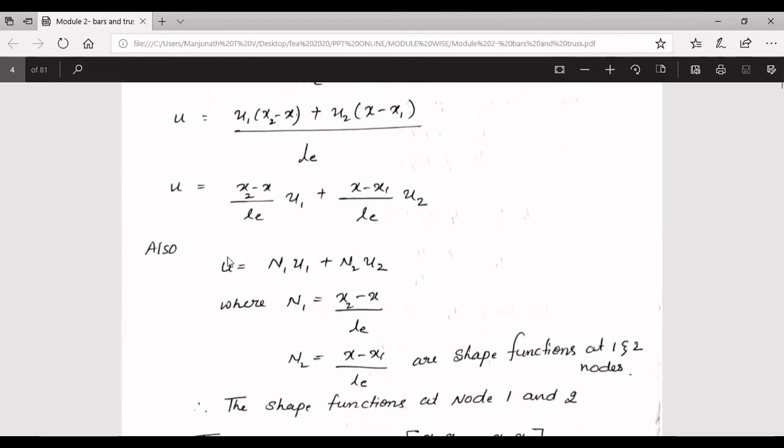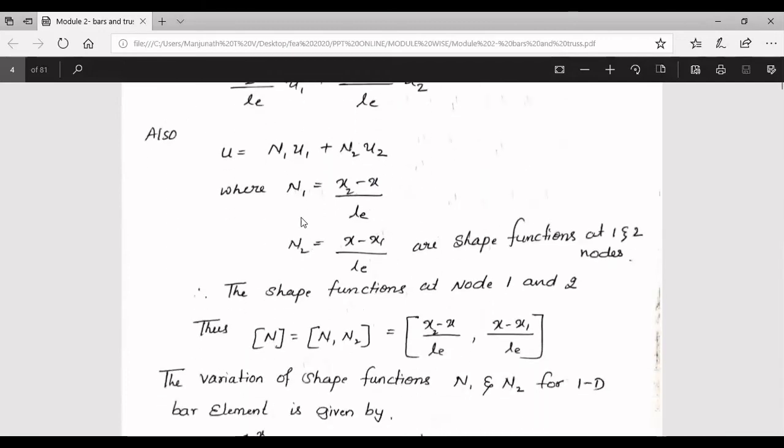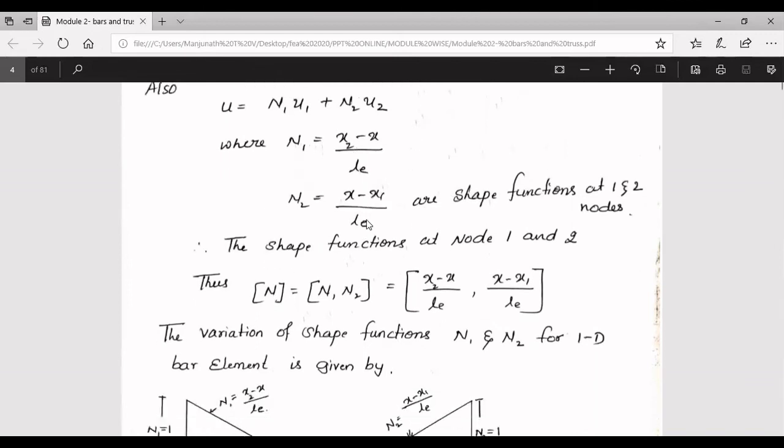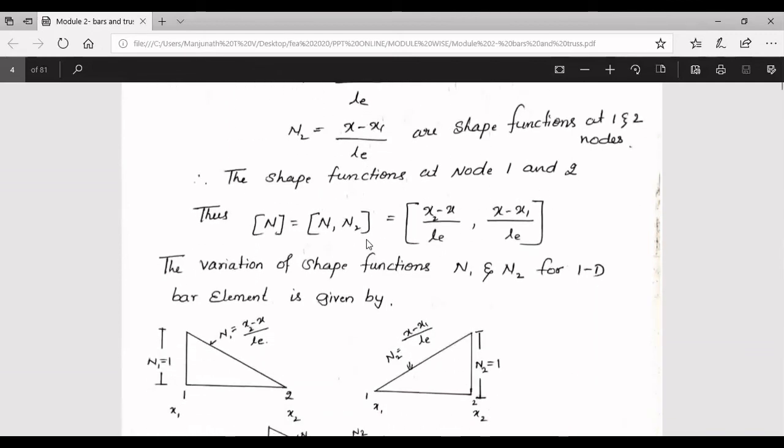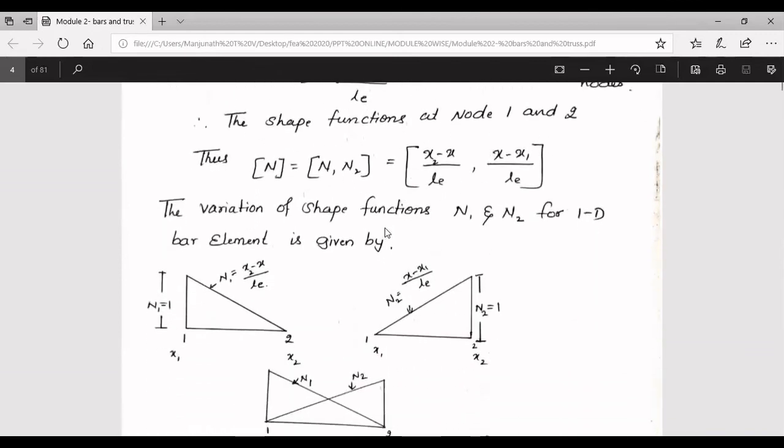Hence the displacement is expressed in terms of shape functions, where N1 and N2, that is (x2 minus x) divided by LE and (x minus x1) divided by LE, are the shape functions at nodes 1 and 2 respectively. Now the shape functions we can write like this. Based upon these shape functions, how the shape variation takes place with respect to the nodal values, we can see here.